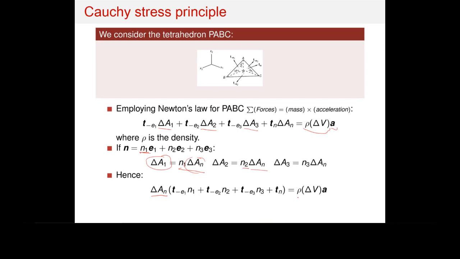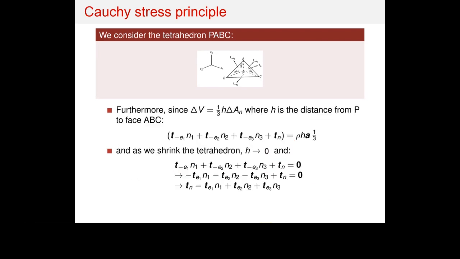And remember, on this end, I have the density multiplied with the volume multiplied with the acceleration. So the volume here is basically the an multiplied with the height of this tetrahedron multiplied with 1/3. So this is, again, a geometry. I'm just going to replace that in this equation and cancel out all the terms that are dependent on delta an. I'll be left with this equation.